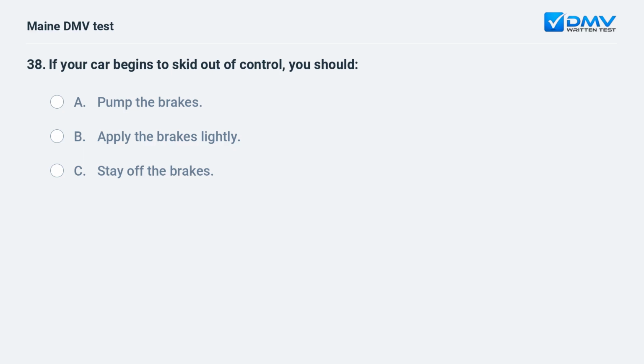If your car begins to skid out of control, you should: A. Pump the brakes. B. Apply the brakes lightly. C. Stay off the brakes.